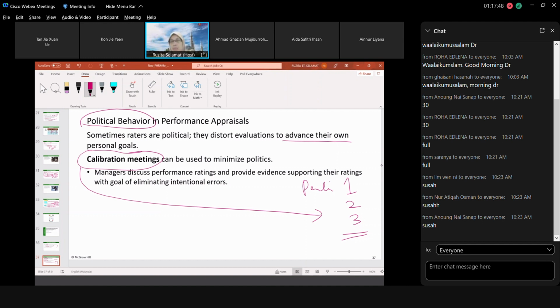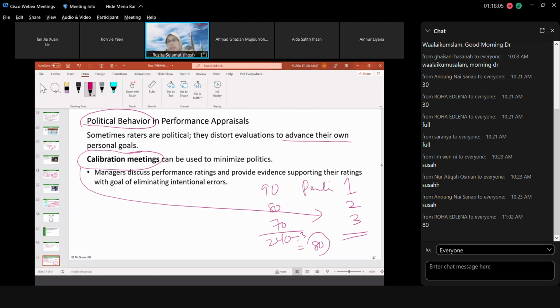Okay, let's say penilai 1 beri 90, penilai kedua beri 80, penilai ketiga beri 70. So kita akan ambil purata. So 240 bagi 3 dapatlah actual final mark 80. Right? Yeah, so that's example. Yeah, betul, 80 Roha. Yeah, calibration meeting.